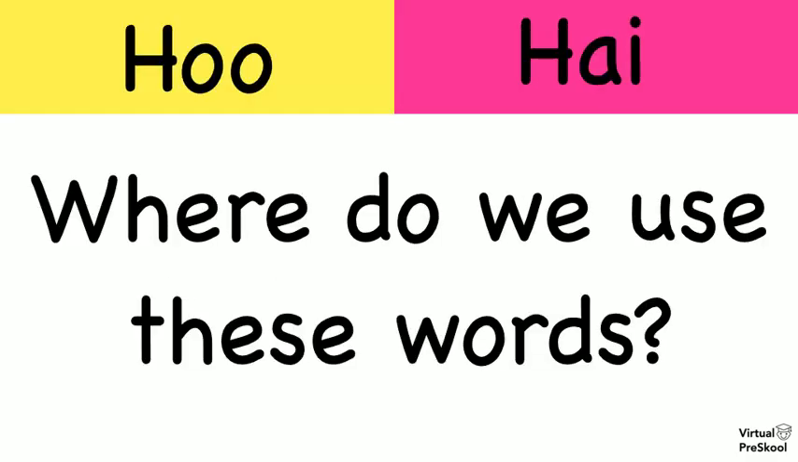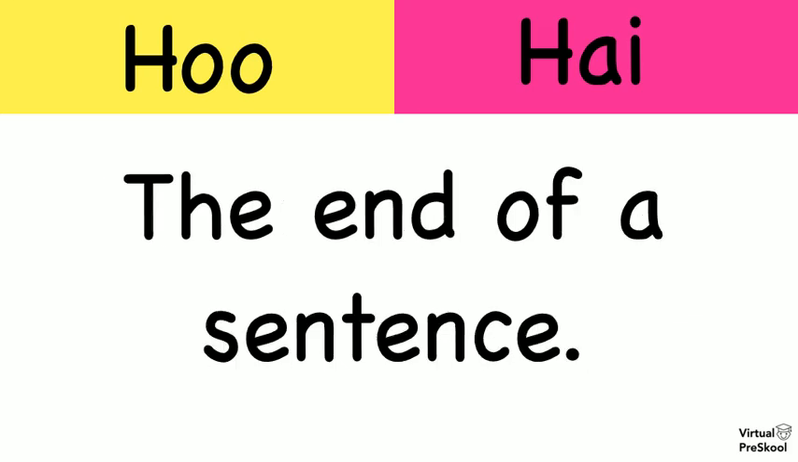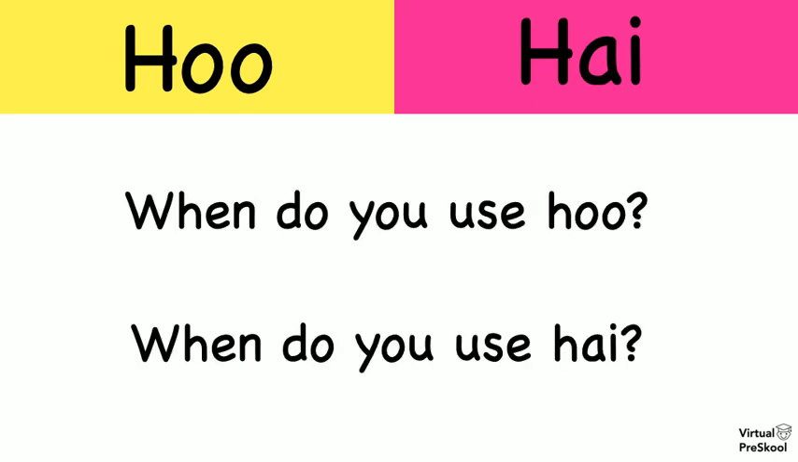Now again, where do we use these words? At the end of a sentence in Hindi. So unlike English, in Hindi, our verb comes at the end of the sentence. In English, we have subject, verb, object. But in Hindi, we have subject, object, and then verb.